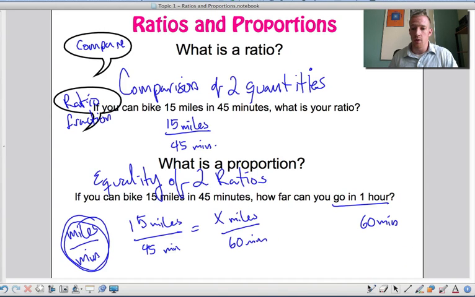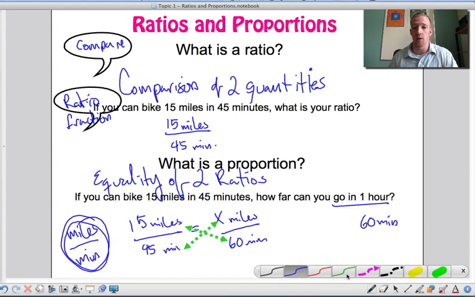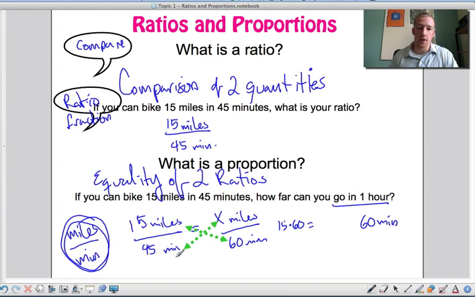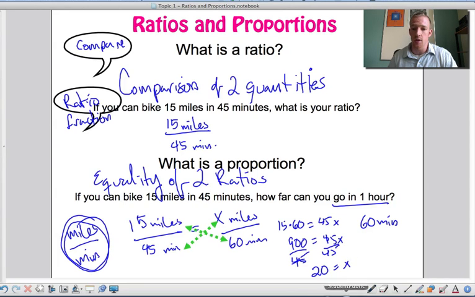Now to solve these, you just cross multiply and solve. Okay, so this is our proportion. That is the proportion. You don't have to do anything. In order to solve that, you would cross multiply, so 15 times 60, and that's going to equal 45 times x. So that's 900 equals 45x. Divide both sides by 45, and we get 20 equals x. So you can ride 20 miles in 60 minutes.